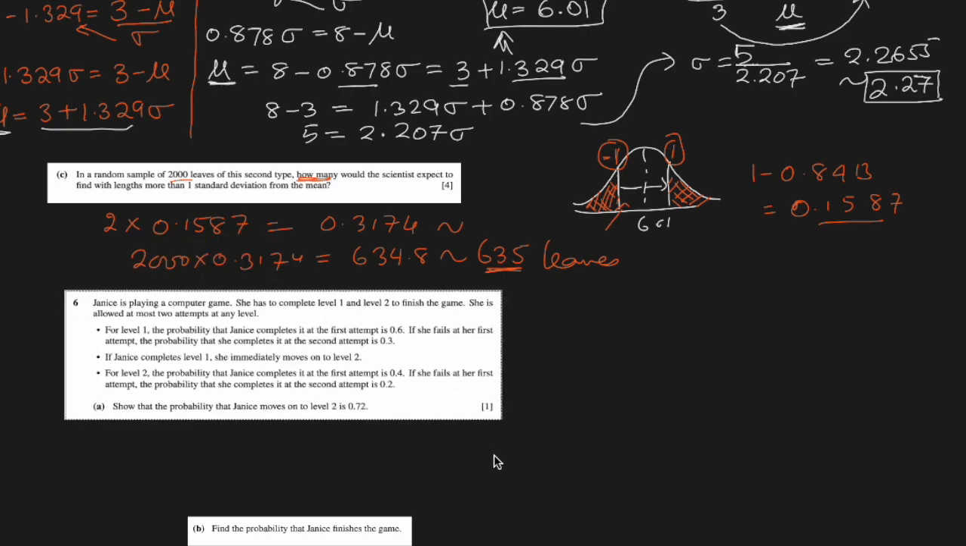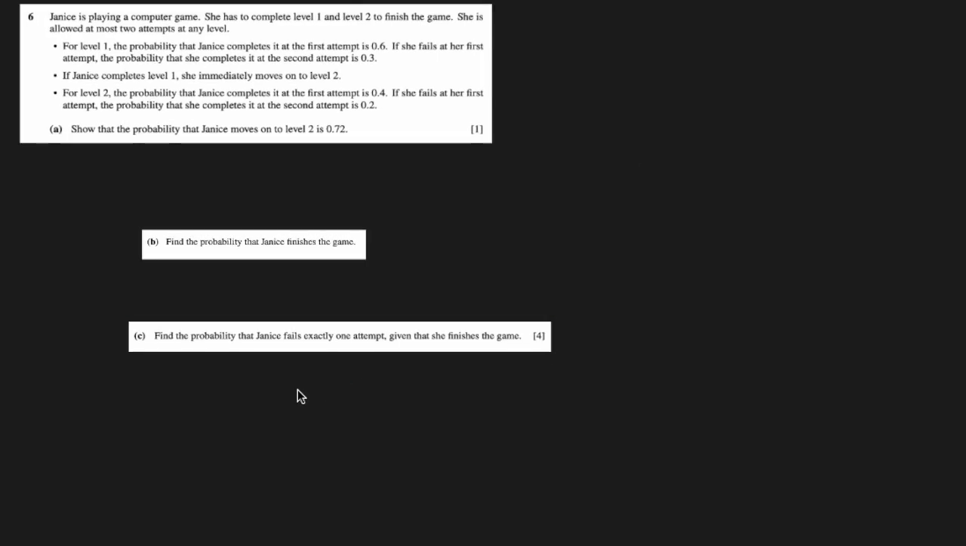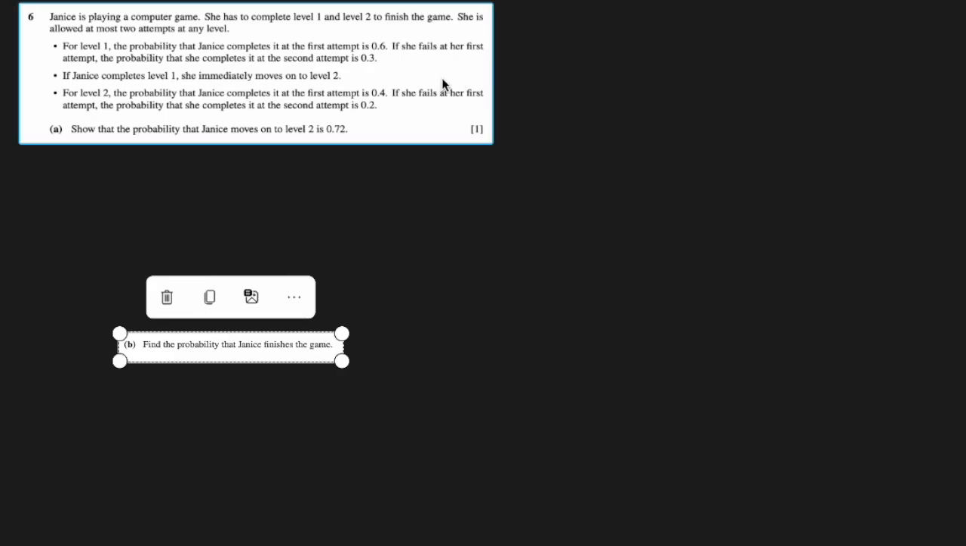Question number 6. Janice is playing a computer game. She has to complete level 1 and level 2 to finish the game. She is allowed at most 2 attempts at any level. Level 1, the probability that Janice completes it at the very first attempt is 0.6. So this is the first one, and 0.6 is the probability, and this is 0.4. That means she fails. She does not win. So win, lose.